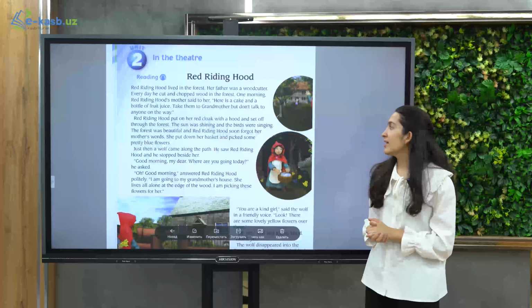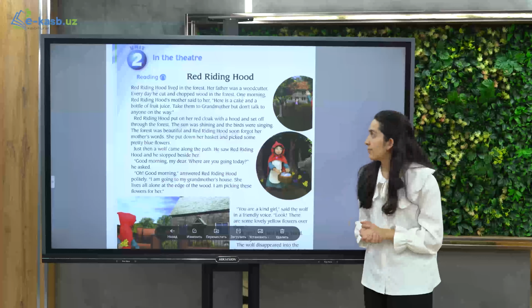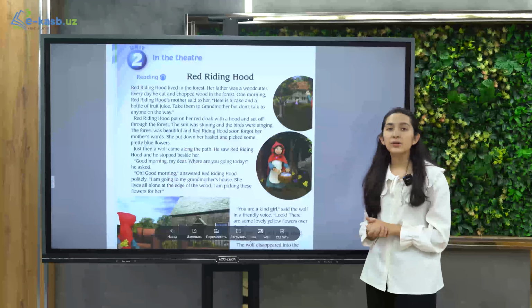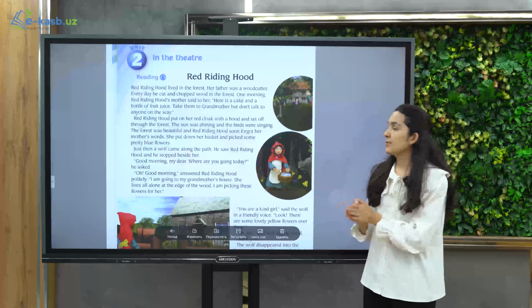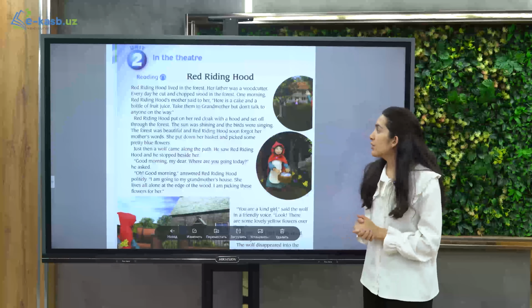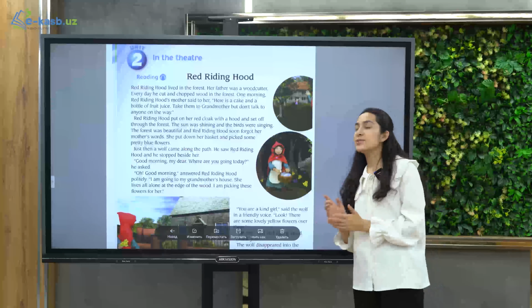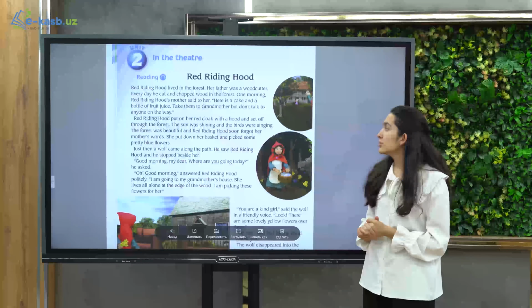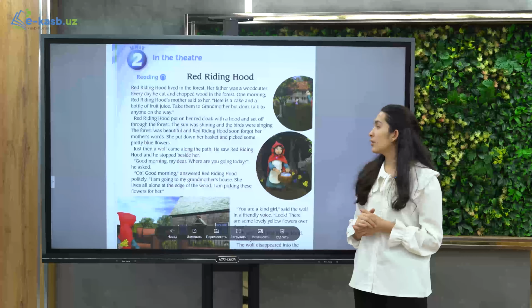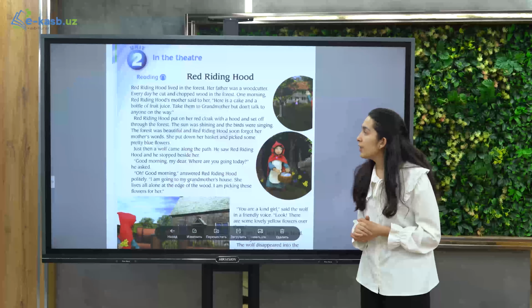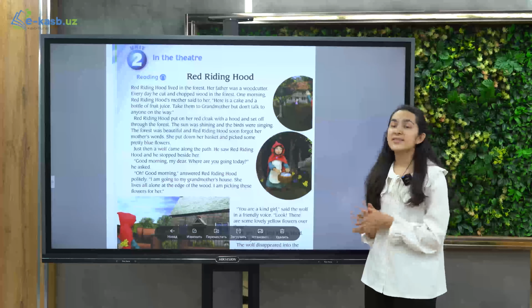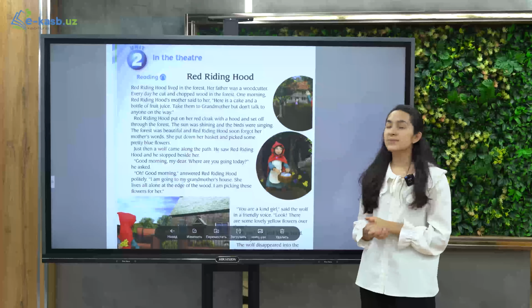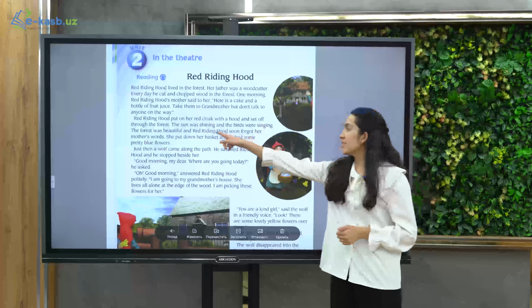One morning, Red Riding Hood's mother said to her, "Here is a cake and a bottle of fruit juice. Take them to grandmother, but don't talk to anyone on the way." Red Riding Hood put on her red cloak with a hood and set off through the forest. The sun was shining and the birds were singing.